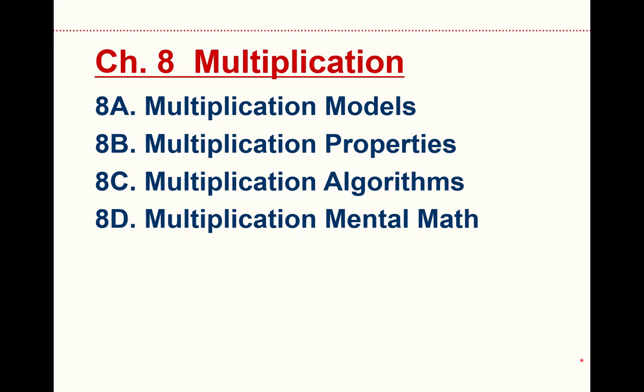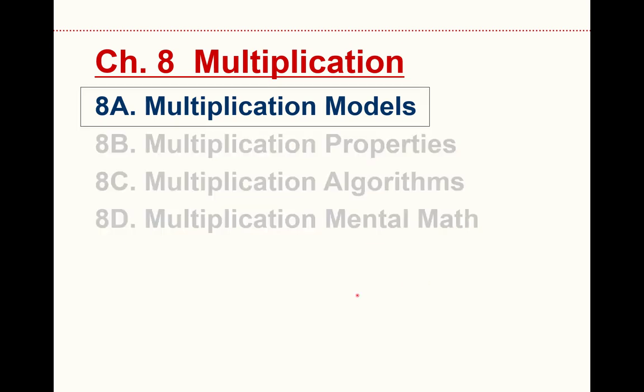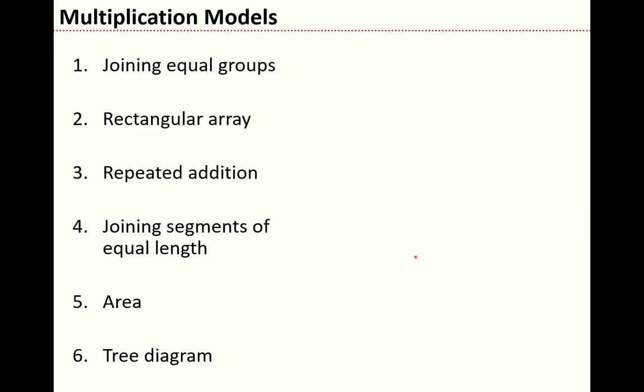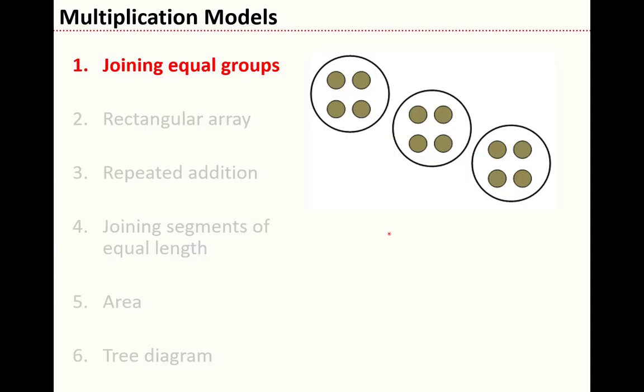Welcome back. Today we start Chapter 8, Multiplication. Like the other sections, we will look at several parts: the models, properties, algorithms, and mental math. But today we focus on models. What are the different contexts in which multiplication makes sense? There are 6 different models we'll look at, and the first is the most basic, joining equal groups.